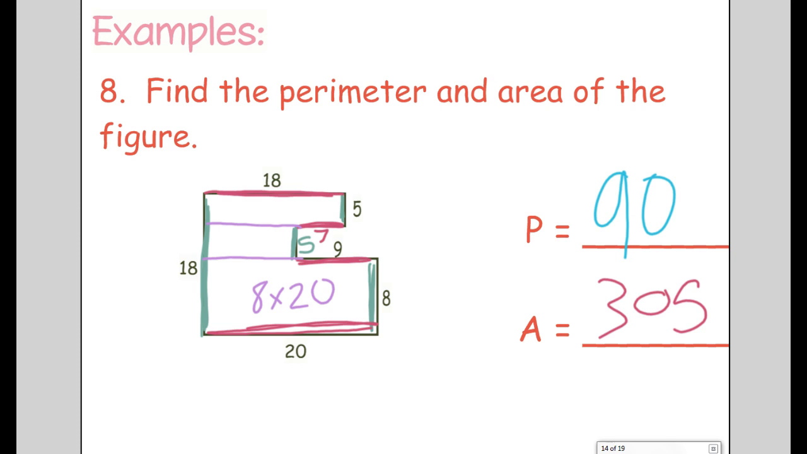Let's do the top one. What's the top one? What by what? 5 by 18. It doesn't matter what number you write first. Now the middle one, we don't know the length. We know it's 5 by, we don't know. Well, if that's 20 and we've used up 9, 20 minus 9, 11. 5 by 11. So now you go to your calculator. 5 times 18 plus 5 times 11 plus 8 times 20. 305.